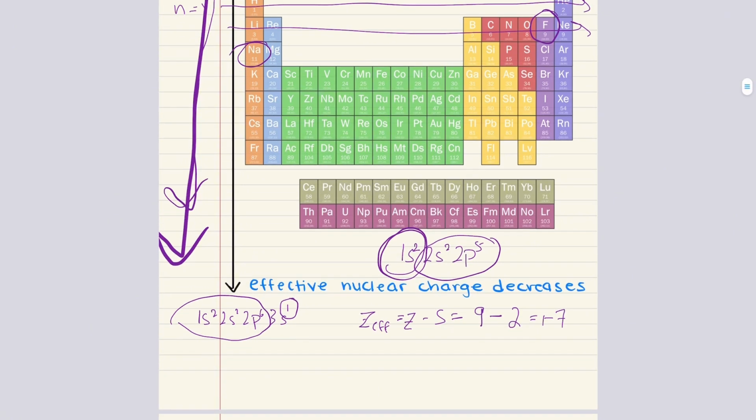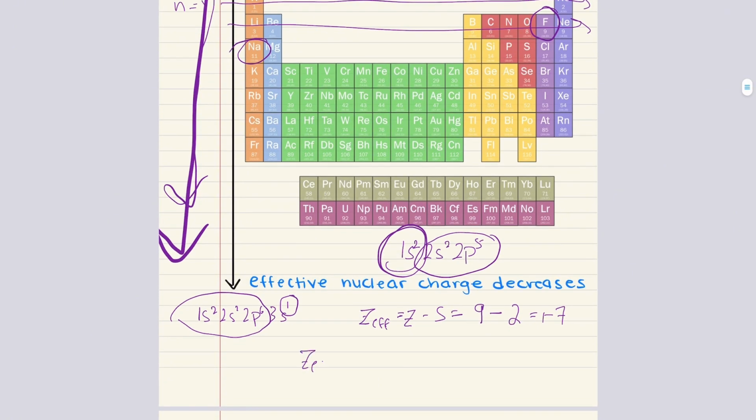With this information, we can go ahead and plug in our values for the atomic number of sodium and the number of core electrons and calculate the effective nuclear charge. The effective nuclear charge is equal to 11, the atomic number, minus 10, the number of core electrons. This gives us a value of positive 1. This means that the valence electron in sodium experiences an effective nuclear charge of +1.